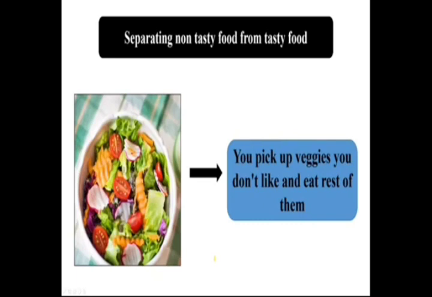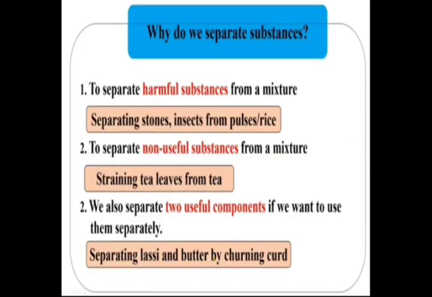That is separation by using your hand. Okay. My question, why are we separating? What is the importance? Why do we separate those substances? First, to remove harmful substances from a mixture, like stones, insects from pulses, rice, etc. And the second use, to separate non-useful substances from a mixture, like straining tea leaves from tea. You have seen the first example. We also separate two useful components if we want to use them separately, like butter, lassi, etc. You have seen that in the previous case. From the curd, how do you separate lassi and makhan?